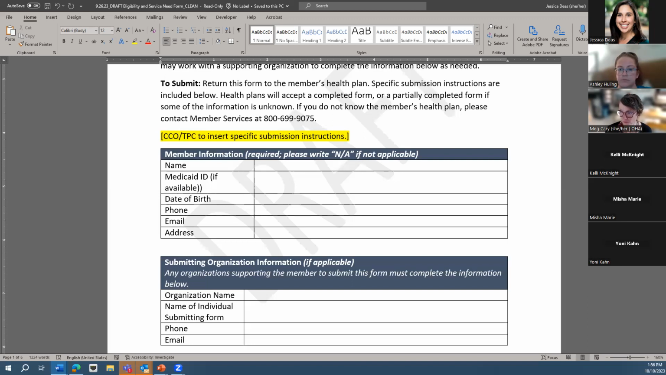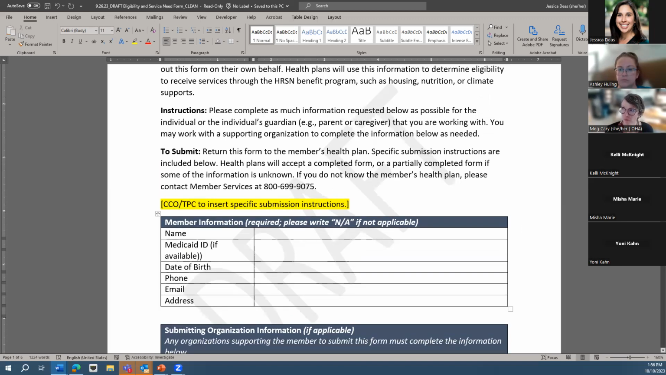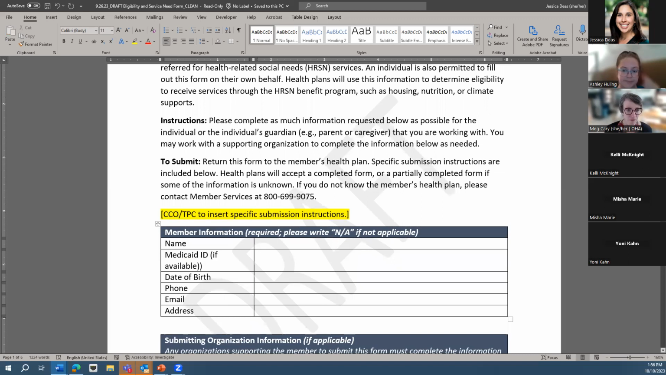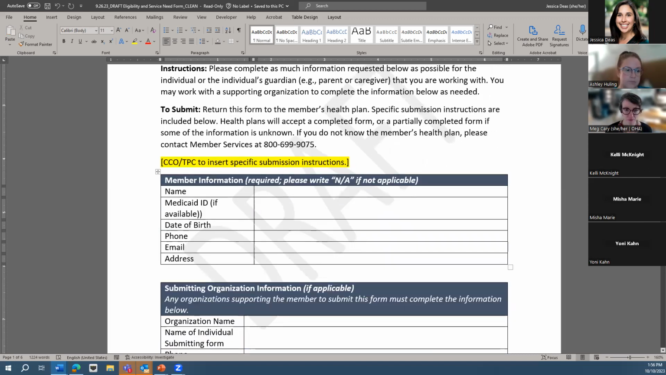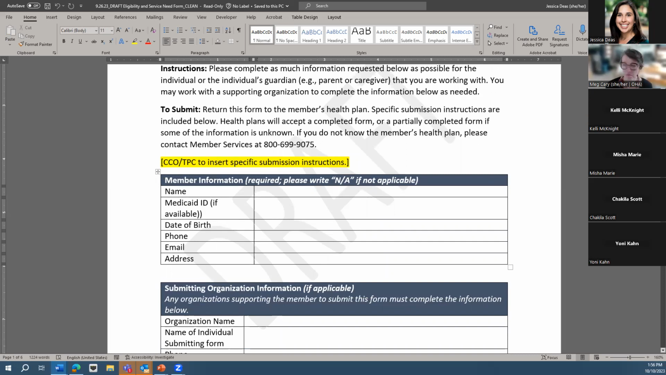That's a great point. This form doesn't actually say that, I don't think. Seems like a good part of the instructions. Would it be helpful to have it as the first question? Thank you.